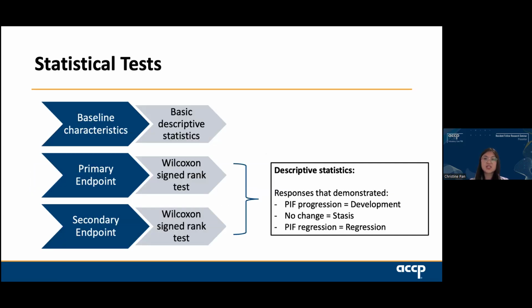In terms of statistical tests, we use basic descriptive statistics for baseline characteristics. We also use the Wilcoxon signed-rank test for both primary and secondary endpoints. For both endpoints, we also use descriptive statistics. For each student, I looked at their questionnaire responses between weeks 1 to 8, 8 to 15, and 1 to 15, and coded them as showing development in their professional identity, stasis, or regression.